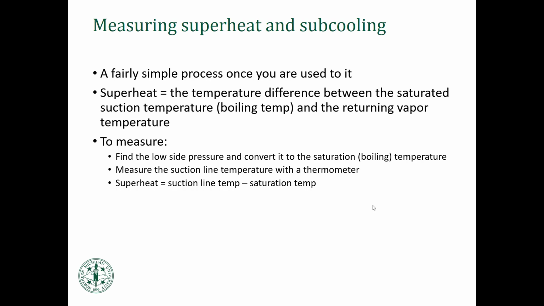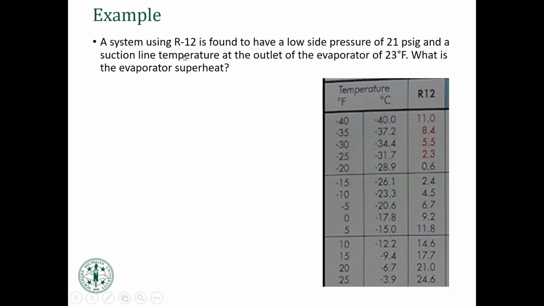But to measure, we have to find low side pressure, right? So going back to the refrigeration cycle, understand the low side pressure, converting it to its saturation or boiling temperature. So we measure the suction line temperature with a thermometer. We superheat it. That superheating equals suction line temperature minus saturation temperature. So an example here, we have R12, which is a refrigerant. It has a low side pressure of 21 psig and a suction line temperature at the outlet of the evaporator at 23 degrees Fahrenheit. And what is the evaporator superheat?